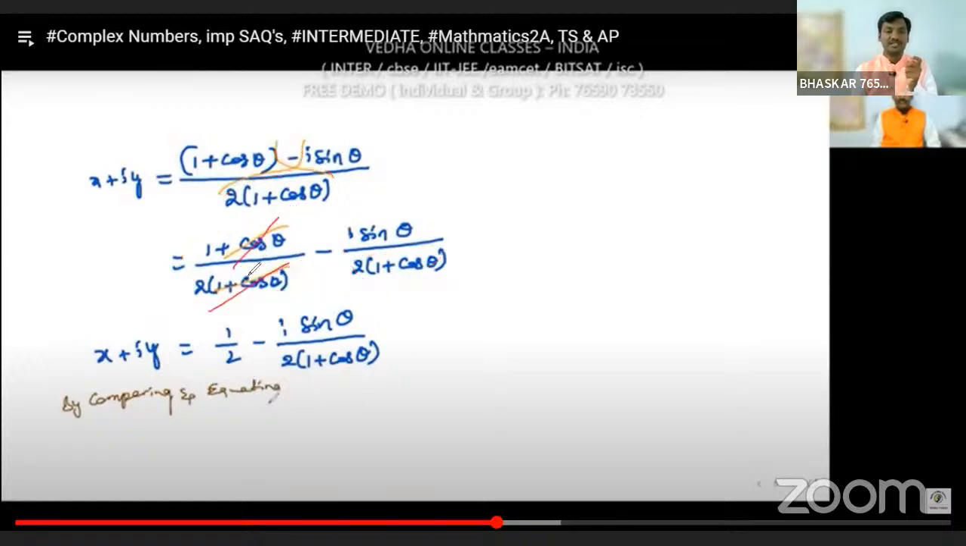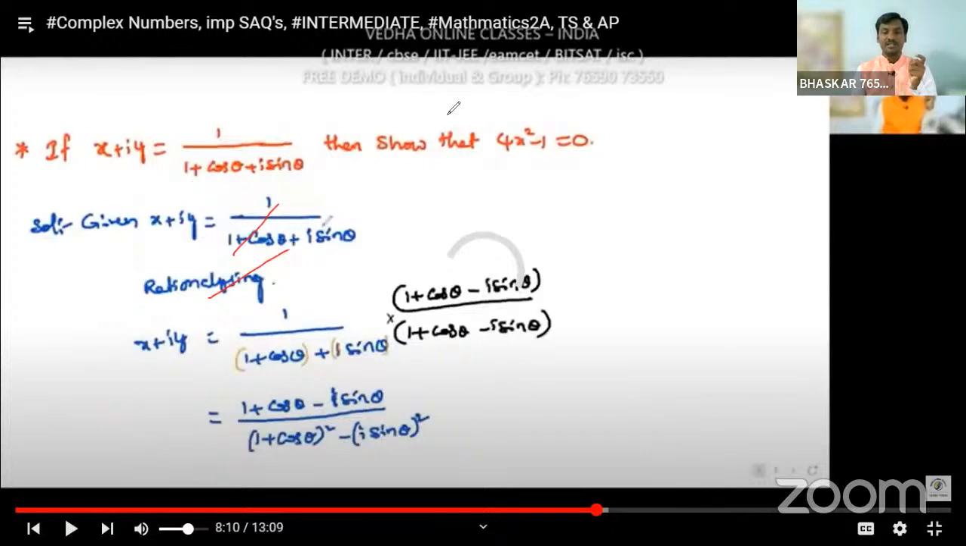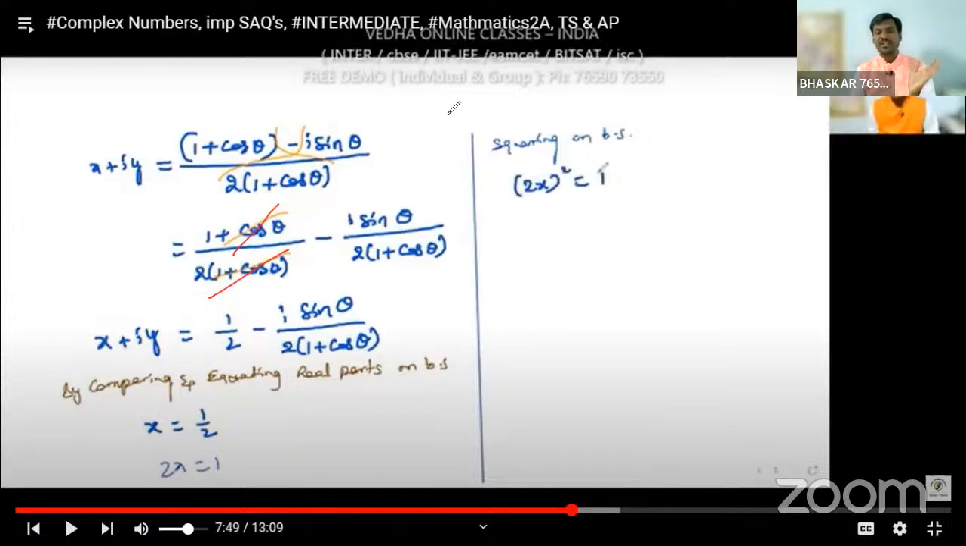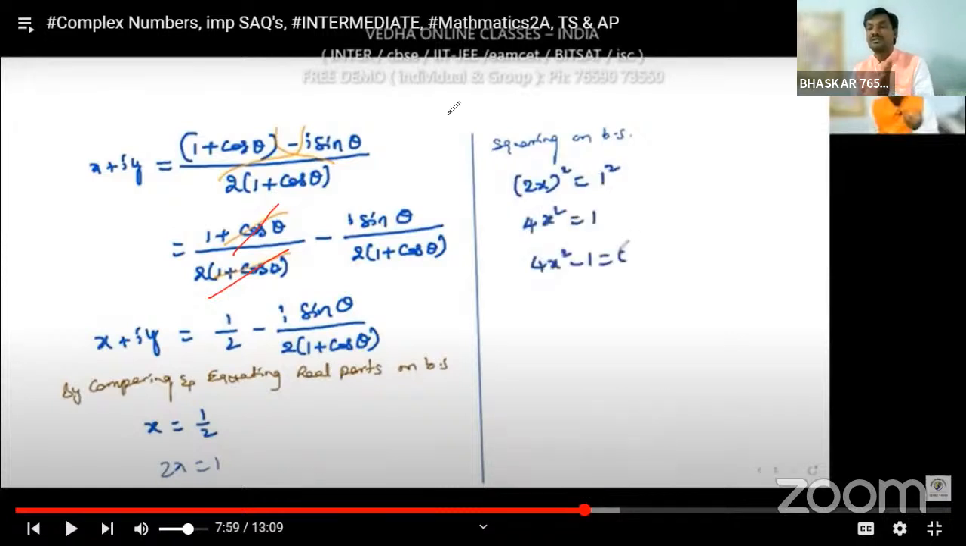Okay, so here we can cancel 1 plus cos theta, 1 plus cos theta, so that we get 1 by 2. So by equating the real parts, I am equating only real parts. If we equate the real parts, then x is equal to 1 by 2. That means 2x is equal to 1, and (2x) whole square is equal to 1. So (2x) whole square means 4x square is equal to 1, and 4x square minus 1 is equal to 0.